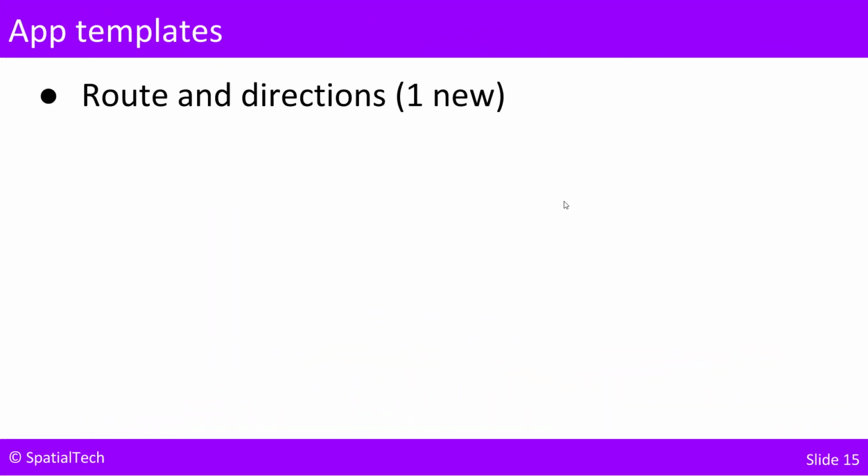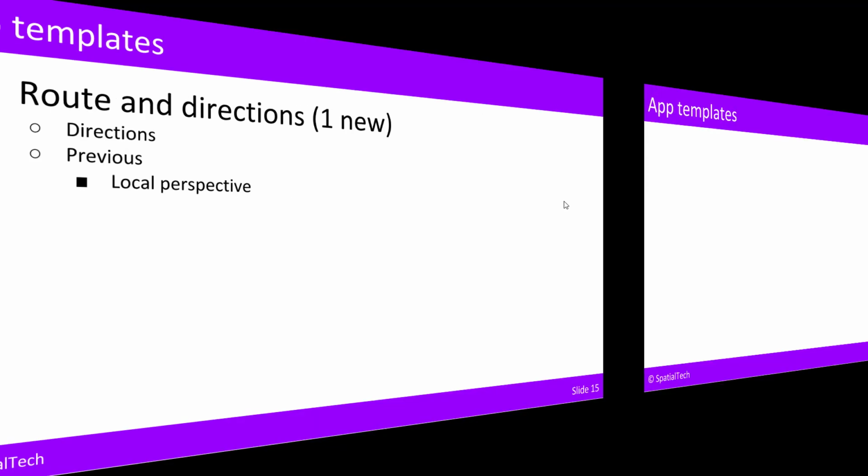Route and directions, one of these is new. So there is an app just focusing on directions. Previous one, so in local perspective, you can pop directions. It's a panel that'll pop. So like I said, there's a lot packed into local perspective, and I said it before, almost too much for one template, but it's actually done well.